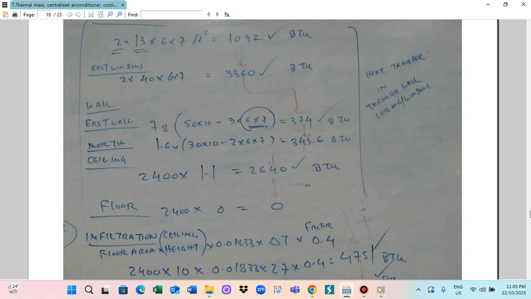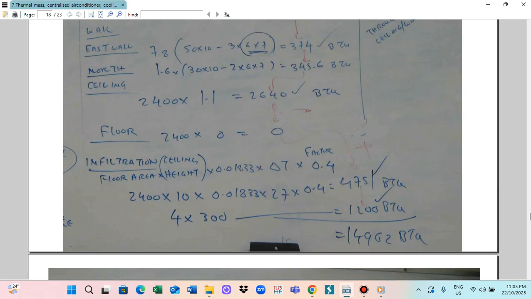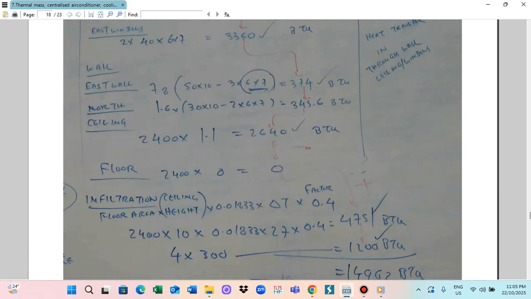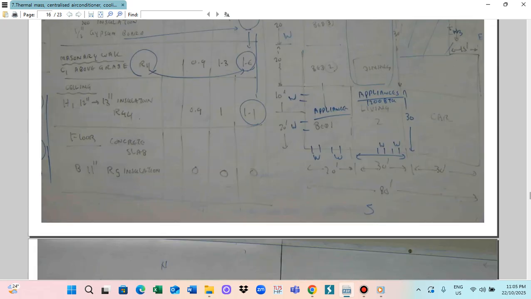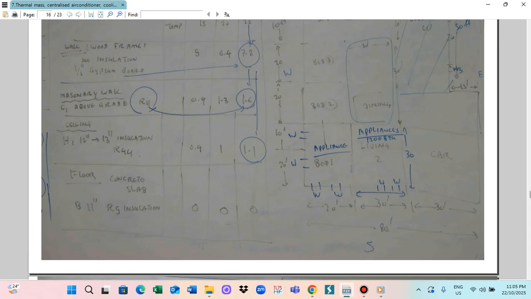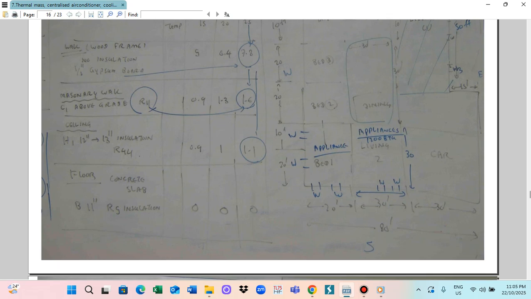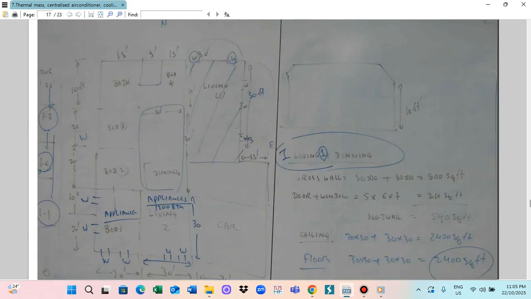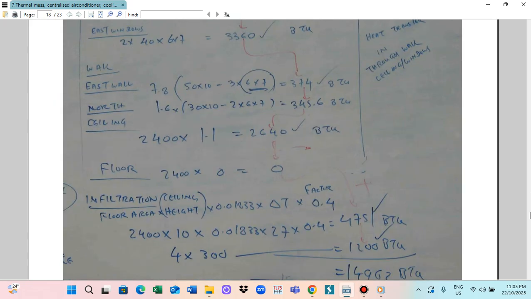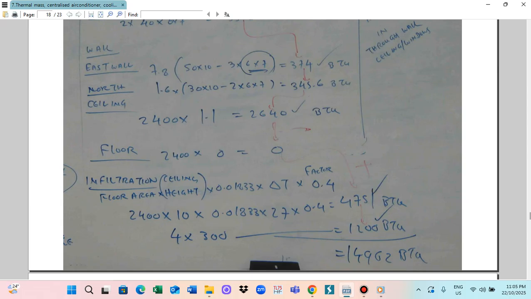And we also calculate for the floor. Floor means the total floor area, which is 2400. In the table, for the floor you have to take 0, so multiply by 0. So this is 0. Okay, now we can calculate the heat transfer.